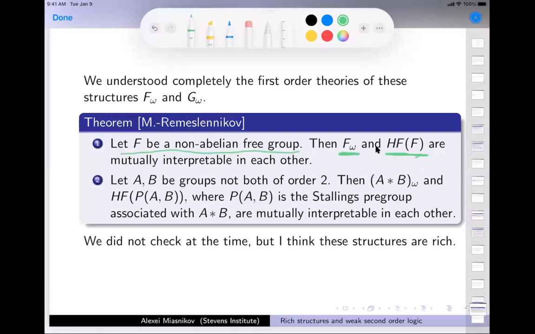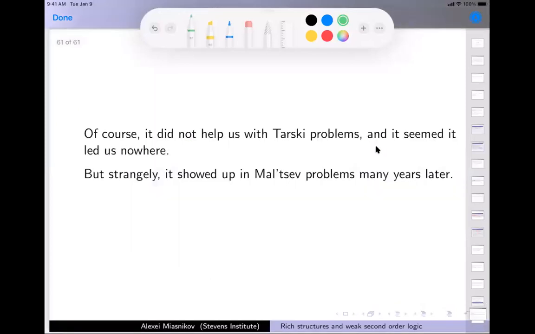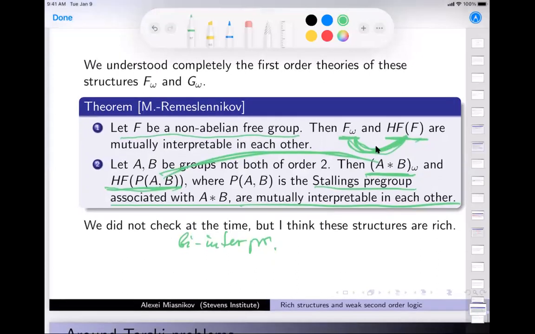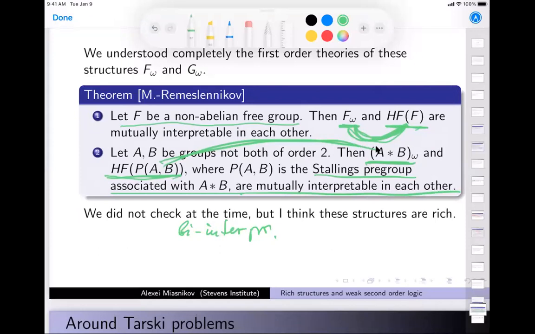For this, you need some group theoretic technique. If you have a free product and add a little predicate like that, you will have HF of the Stallings pregroup associated with the free product. At that time, we just showed they are mutually interpretable, but for the proof, I believe they are bi-interpretable. So these structures are bi-interpretable, and these ones also. So they are rich: you add a little bit and get a rich thing. I'm wondering whether the same thing holds for hyperbolic groups, torsion-free hyperbolic, or some other things like that. It would be interesting to see.